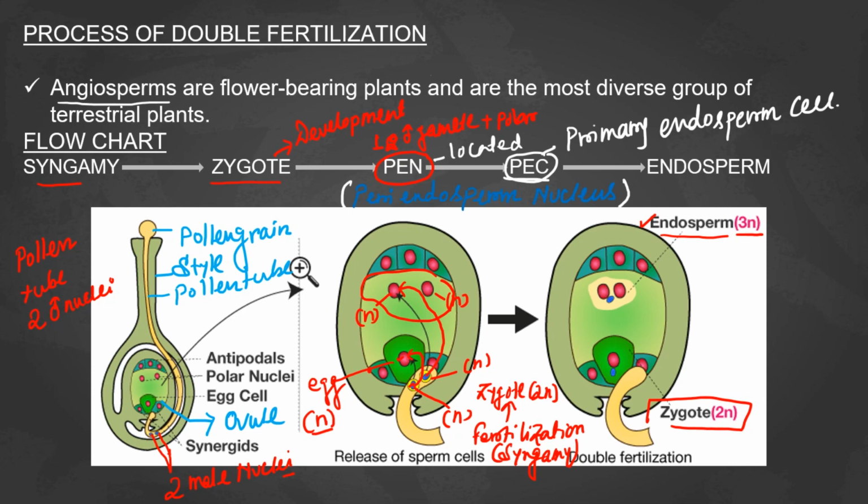PEN कैसे तैयार हो रहा है? The one male nucleus is going to fuse with the polar nuclei, and due to that there will be formation of PEN, meaning peri-endosperm nucleus, and again the peri-endosperm nucleus is going to convert into PEC, that means the primary endosperm cell, and this primary endosperm cell again will get converted into endosperm. Now the question is, in this plant what is the role of this endosperm?